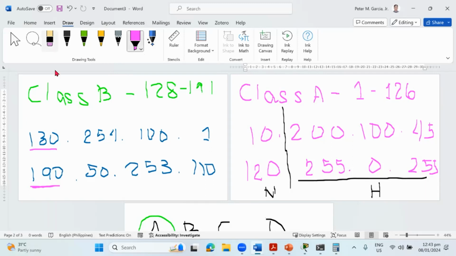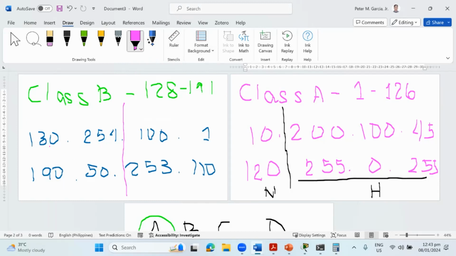Wala tayong pakialam sa succeeding number. Basta lagi nang titignan yung unang number kung anong klase siya, kung magiging class A or class B. Then ngayon, ang hatian naman natin sa class B, kung saan mapupunta yung network address, saan mapupunta yung host, is dalawa. Hati lang sa dalawa.